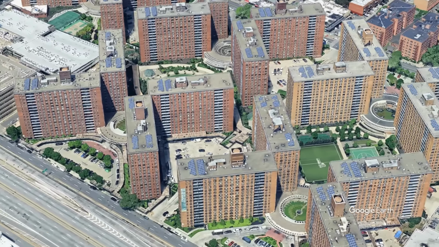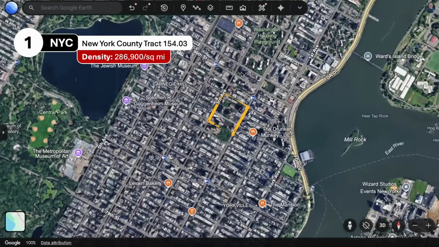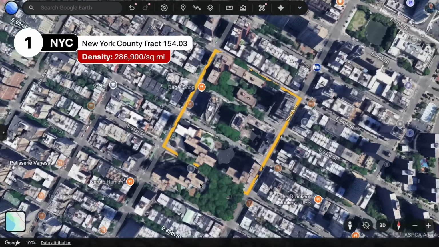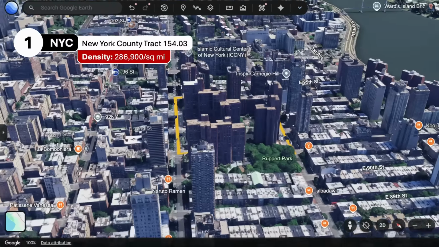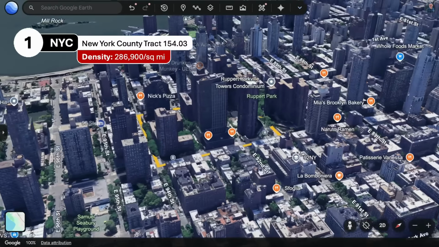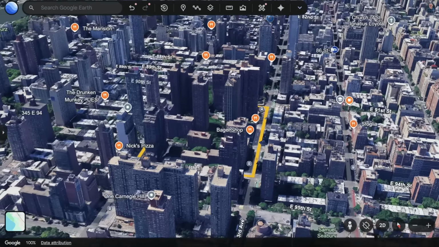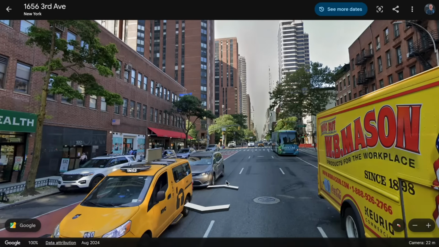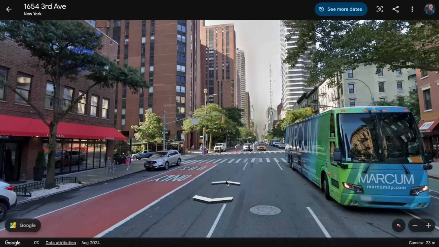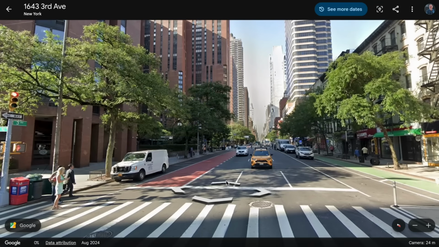Okay, let's go to the actual number one, the most population dense census tract in America. New York County, 154.03 in the Upper East Side, really Yorkville, bounded by 91st and 94th Streets and 2nd and 3rd Avenues. I've got 287,000 people per square mile here, and if you're a city person with a few $1,000 a month to drop on like a 500 square foot studio, this is probably for you.